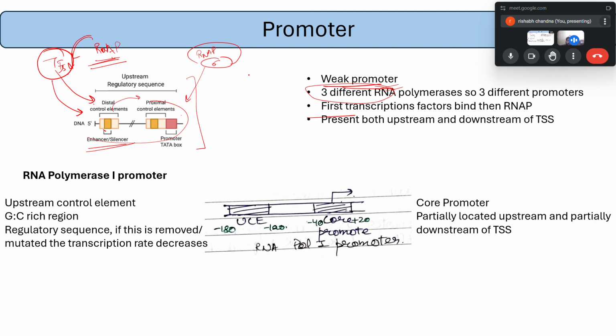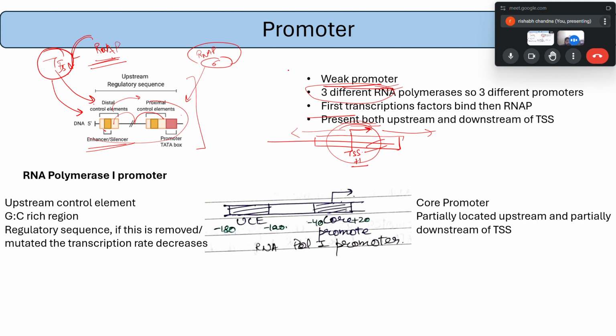And then here in the eukaryotic system, the whole sequence of the promoter is present either downstream or upstream. So it can be downstream also in case of eukaryotes, but in prokaryotes it's always upstream of the transcription start site. So considering this as the transcription start site, this will be plus 1, right? So the promoter can extend from here till here. That's what we mean. So it can extend both upstream and downstream of the transcription start site.